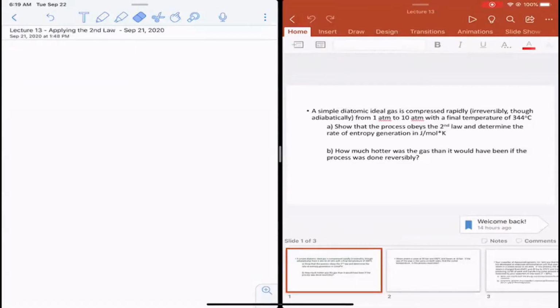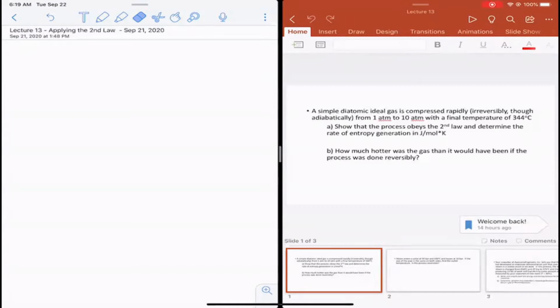So we're going to compress this gas irreversibly, though adiabatically, from 1 atmosphere and 25 degrees C to 10 atmospheres and a final temperature of 344 degrees C. And the problem asks us to do a couple of things. The first one is to show that the process doesn't break the second law. And the second part is to determine how much hotter the gas would have been than if the process had been done reversibly. Because remember, these irreversibilities result in the evolution of heat. And that, of course, is going to heat up the gas more than you might have expected, or the final temperature should be hotter than it would have been had you done this reversibly.